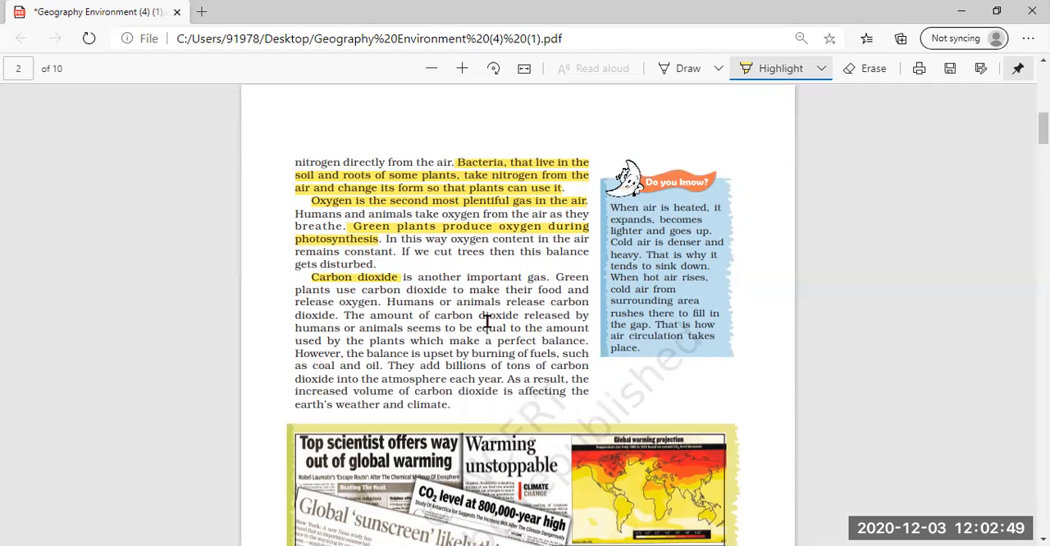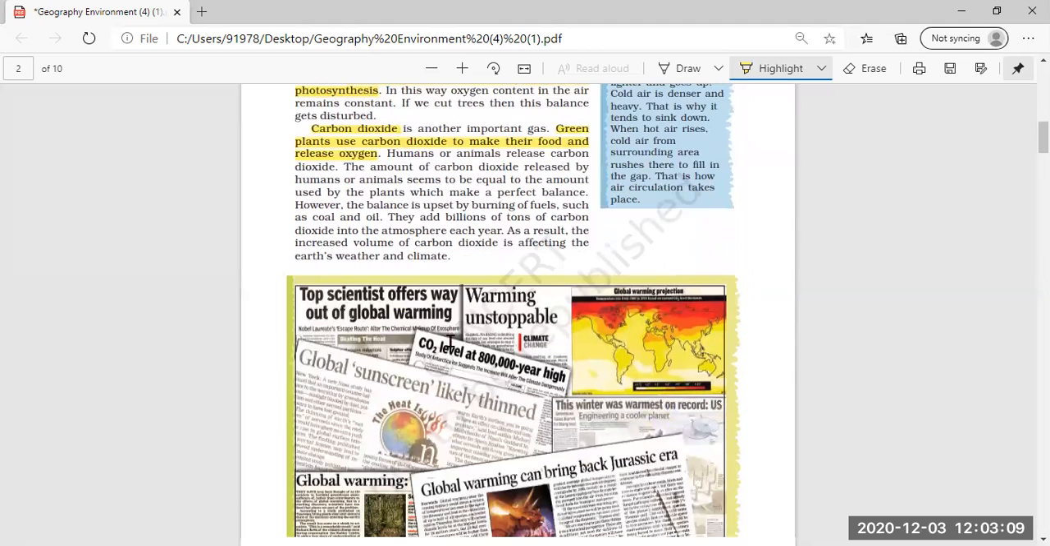Green plants use carbon dioxide to make their food and release oxygen. This carbon dioxide is very helpful for green plants in making their food, and when they take in carbon dioxide, they release oxygen, which is important for human beings and animals. Humans and animals release carbon dioxide, and the amount they release seems to be equal to the amount used by the plants, which makes a perfect balance.